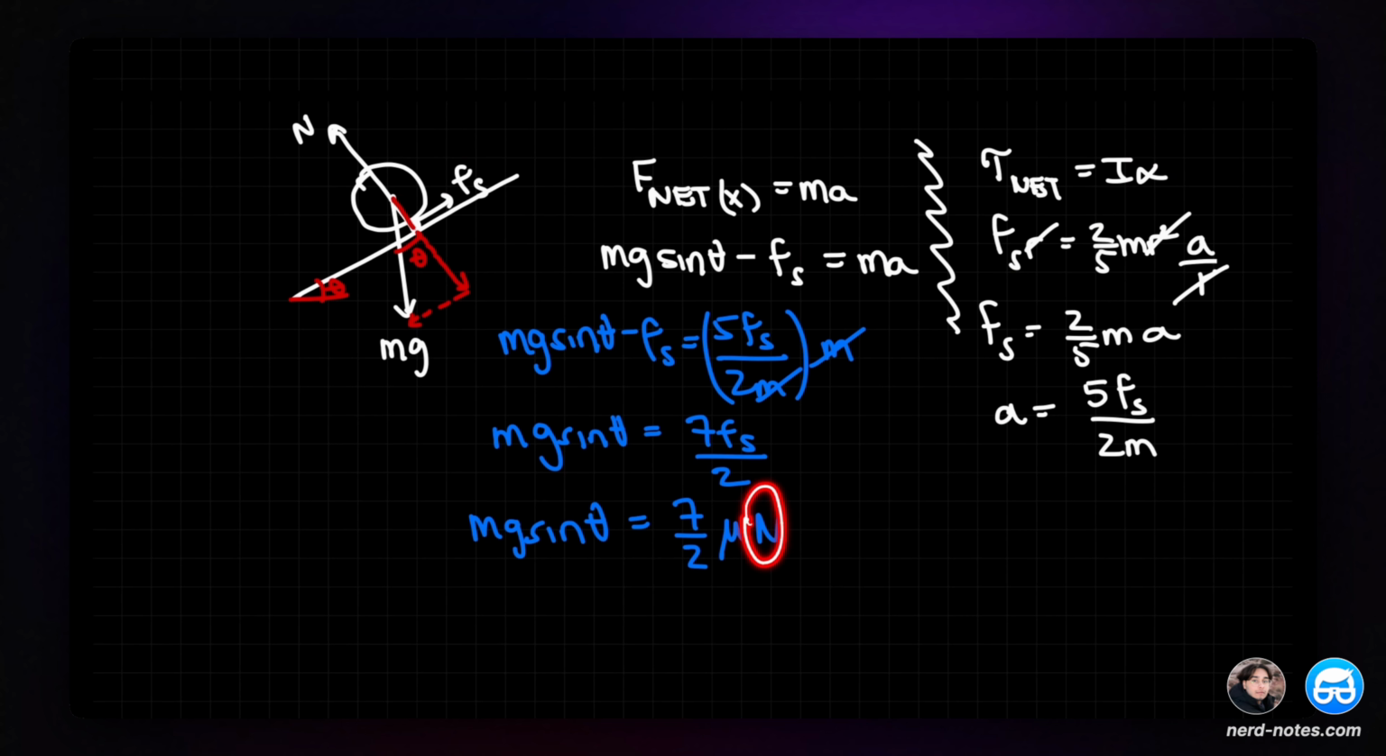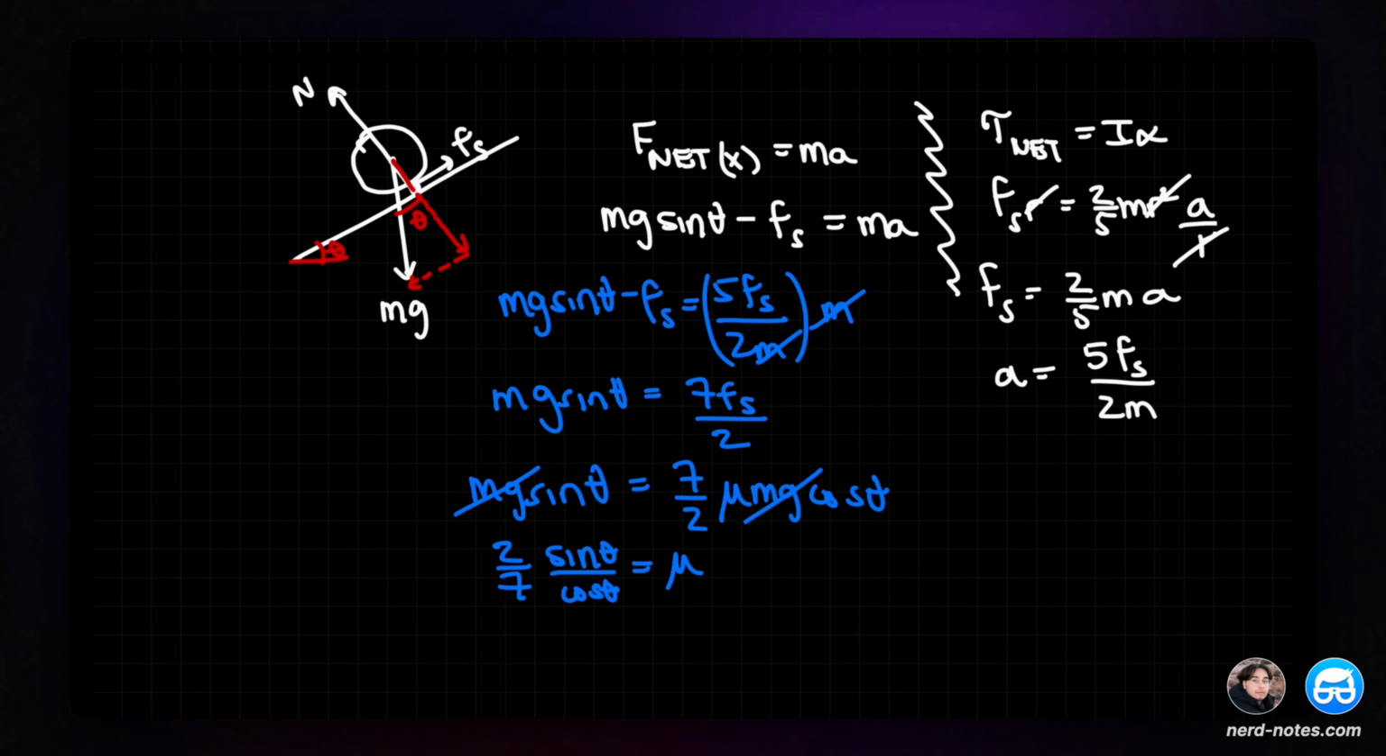Instead of putting n, we know that the normal force is being balanced out by the vertical component of the weight of the sphere, and that's going to be mg cosine of theta. So I can replace n with mg cosine of theta. Notice how the masses, or the weights in this case, elegantly cancel out. I'm solving this for mu, so I can move the 7 over 2 to the other side. So it's going to be 2/7 sine of theta over cosine of theta is equal to mu. Of course, sine over cosine is just tangent, so we can say 2/7 tan of theta is equal to mu.